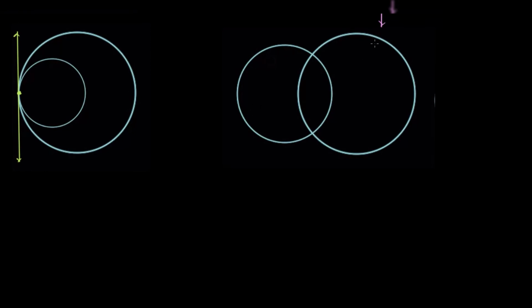How about these circles over here? Now these circles are intersecting circles because they intersect each other. See, they're not tangent circles. They're not non-intersecting circles.